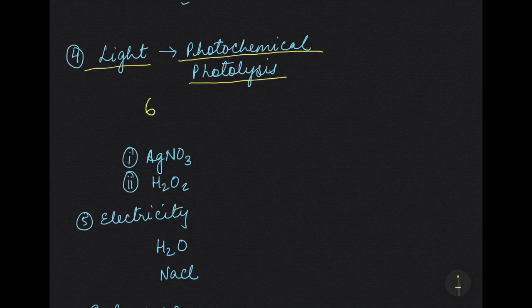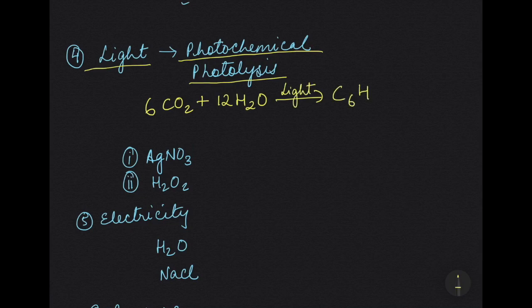6 molecules of carbon dioxide combine with 12 molecules of water, and that takes place in the presence of sunlight only during the daytime, will give you 1 molecule of glucose, 1 molecule of carbon dioxide, and 6 molecules of water. Okay.